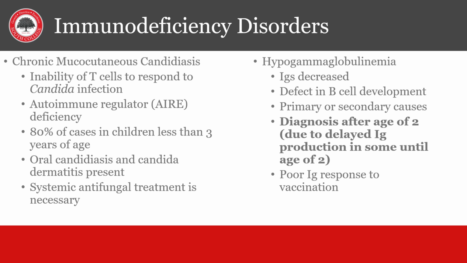Hypogammaglobulinemia is a decrease in IgGs due to a defect in B cell development. It must be diagnosed after 2 years of age to allow for normal development of the immune system, to be certain of delays. Some patients do not do well and will have multiple opportunistic infections and sepsis. Others do respond to immunoglobulin infusion and frequent antibiotics, but have poor responses to vaccinations.